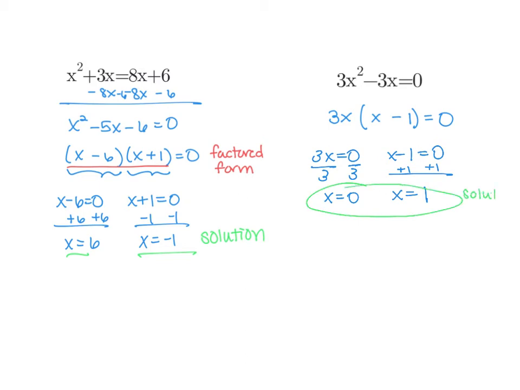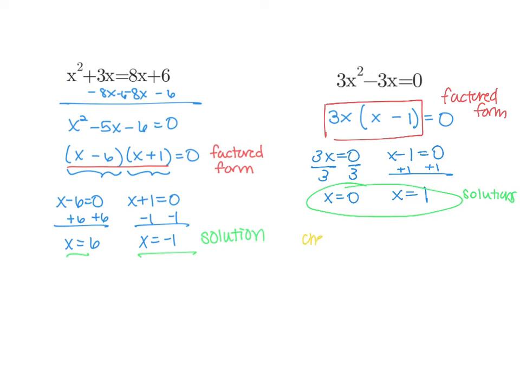These are my solutions. So this is my factored form. My factored form is 3x times x minus 1. My solutions are x equals 0, x equals 1.